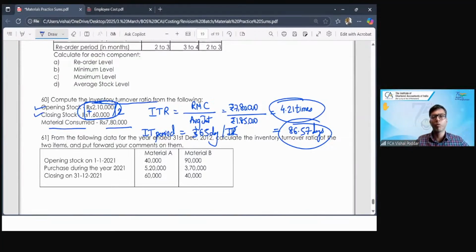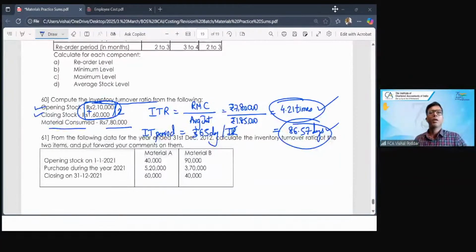Number of times this cycle moves, that is my inventory turnover ratio. That is why we call it times. So the number of times your cycle has moved, and in what time gap one cycle is completed. So one cycle is completed in 86.57 days. Fine, students? Yeah, good.